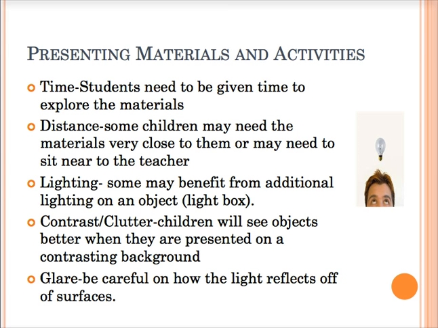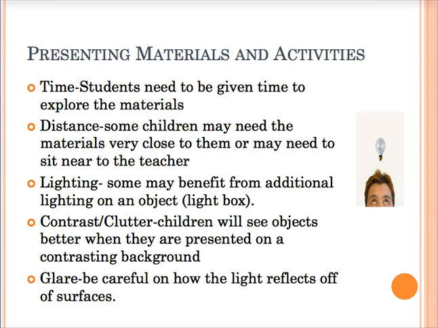Some children will need distance. They may need the materials very close to them, or they may need to sit near to the teacher or have things placed to the side depending on their vision type and loss they have. The lighting. Some students may benefit from additional lighting on an object, or the use of a light box, which you can place the object on and the light shines underneath to make it brighter.